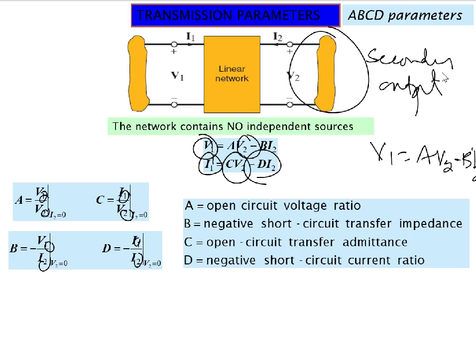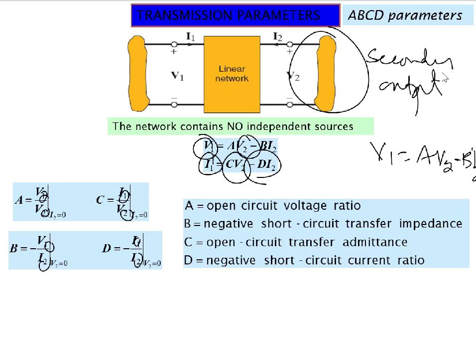In transmission parameter we call A as open circuit voltage ratio, not gain. Why? Because it is the ratio of 1 to 2. If it was 2 to 1, then we would call it a gain. It can be called reverse gain for some reason, but you should be calling it the ratio.